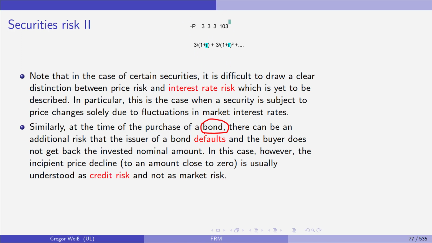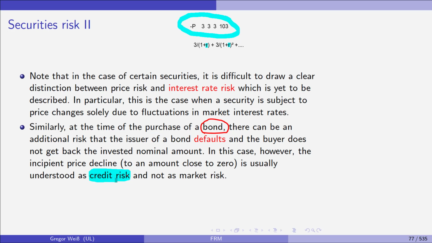And of course, if this is a corporate bond, for example, of Wirecard, and Wirecard defaults, as it has done, then the bond is worthless. The price will go down to zero, basically. So you will also have credit risk with a bond because it is subject to credit risk.